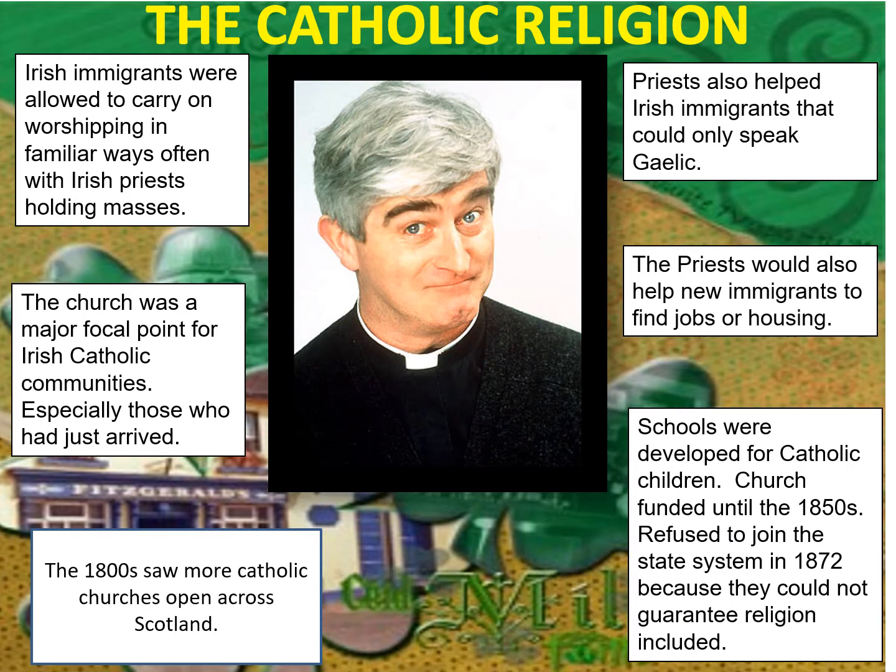They developed schools for the Catholic children because they had difficulty actually being accepted in schools, which were funded by the church until the 1850s. They were given the chance to join the state system at that point in 1872, but they refused because they couldn't guarantee that the religious element was being taught, which was a key point for them. It was a very central focused point of their identity.